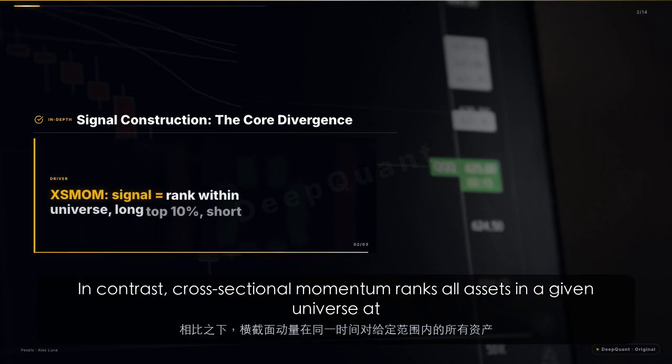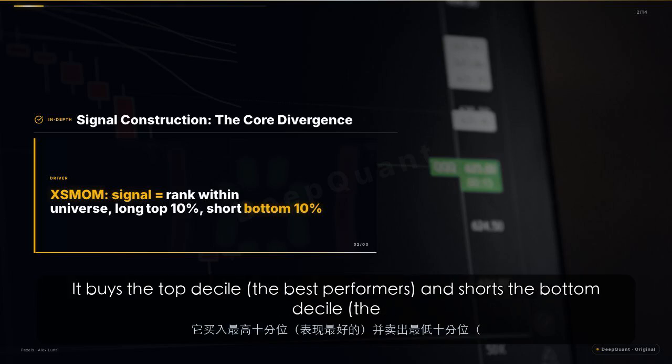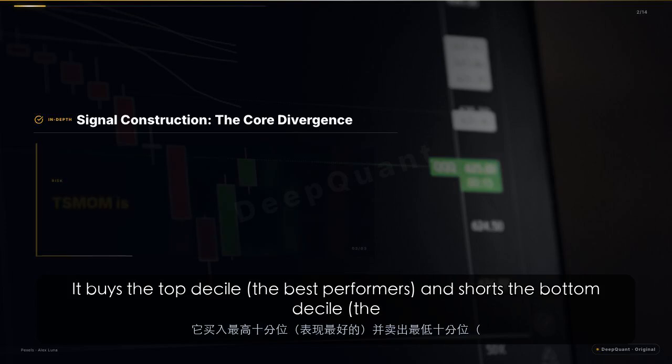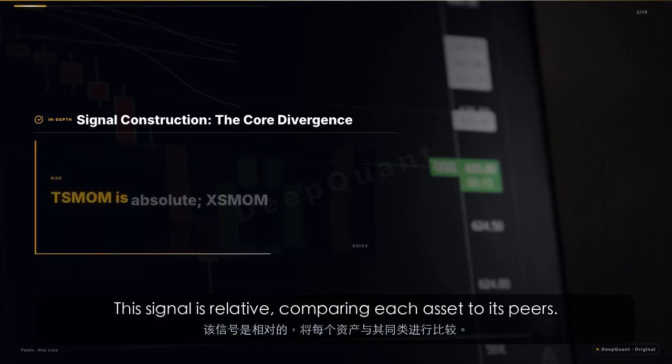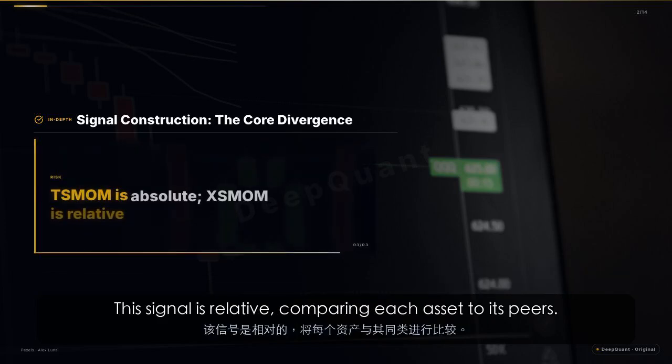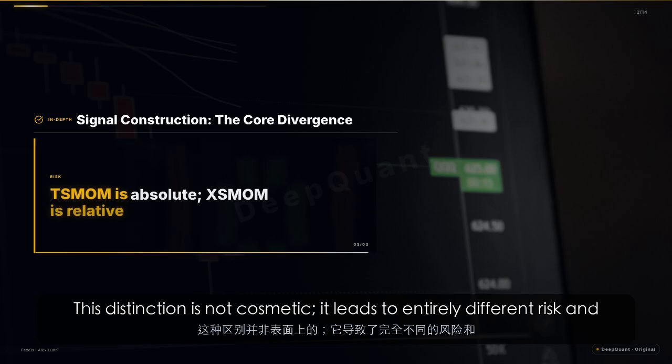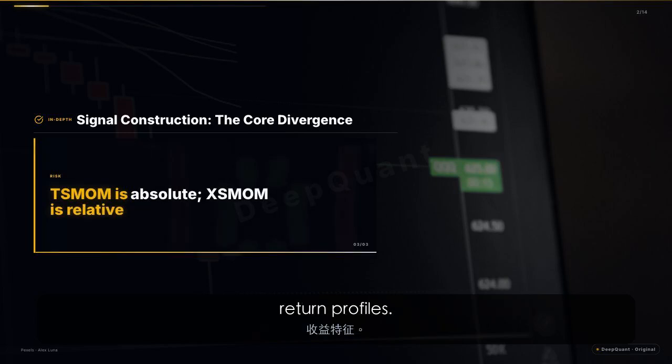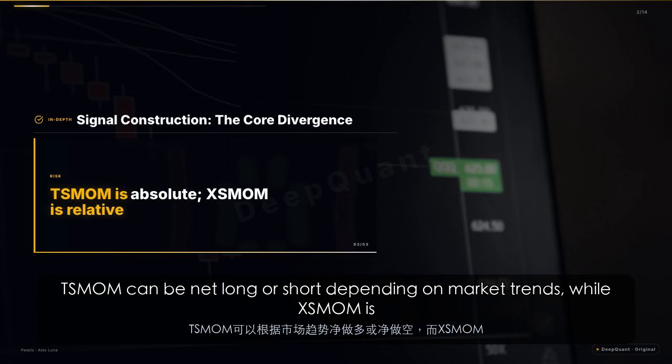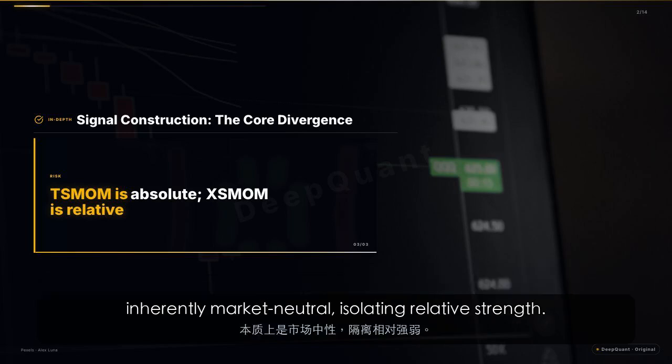In contrast, cross-sectional momentum ranks all assets in a given universe at the same time. It buys the top decile, the best performers, and shorts the bottom decile, the worst performers. This signal is relative, comparing each asset to its peers. This distinction is not cosmetic, it leads to entirely different risk and return profiles. TSMOM can be net long or short depending on market trends, while XSMOM is inherently market neutral, isolating relative strength.